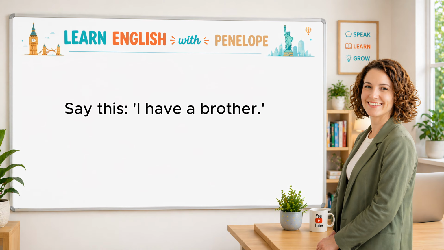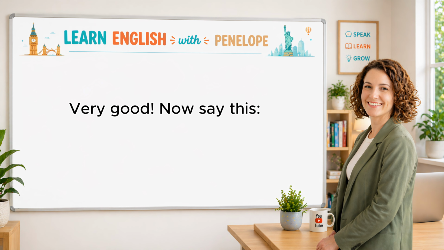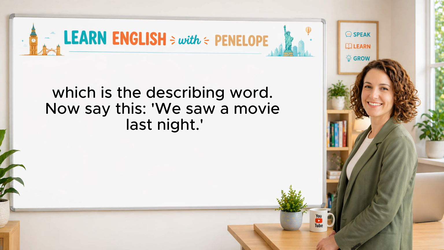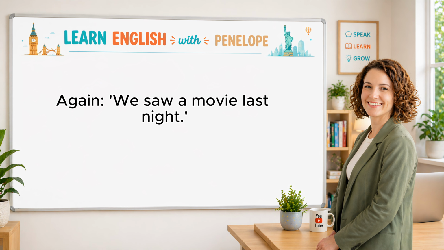Say this. I have a brother. Now say it again. I have a brother. Very good. Now say this. She is a good student. Again, she is a good student. Excellent. Notice a comes before good, which is the describing word. Now say this. We saw a movie last night. Again, we saw a movie last night.